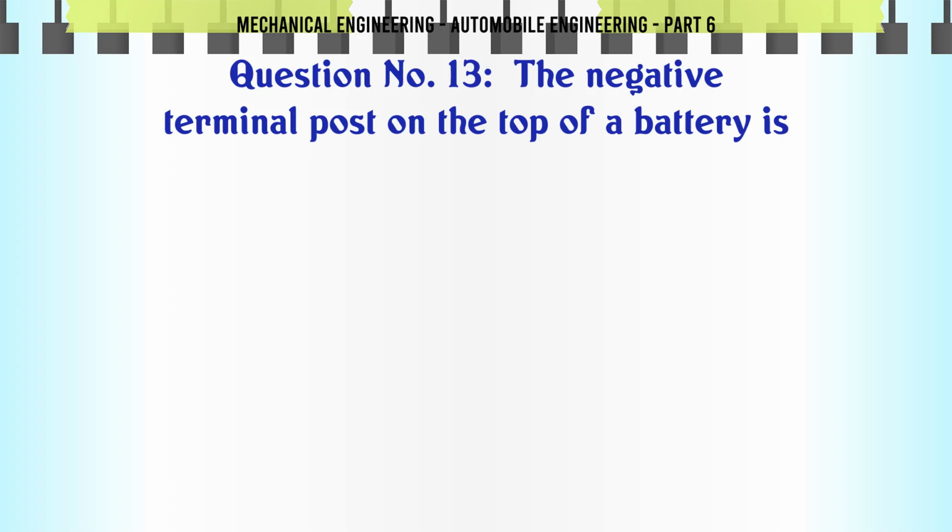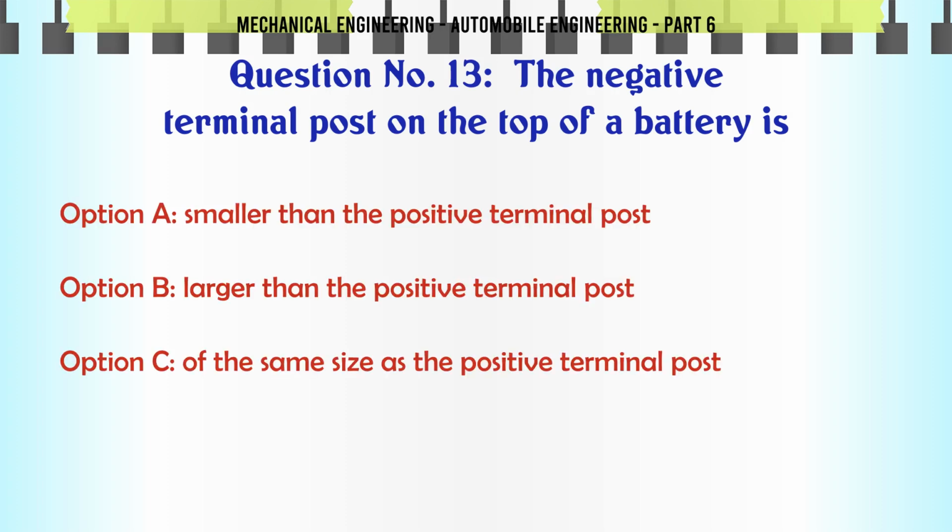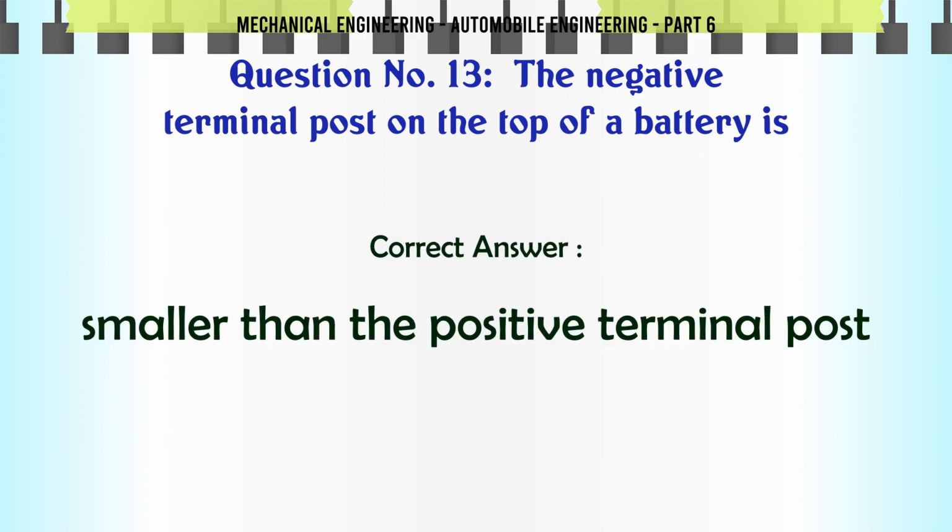The negative terminal post on the top of a battery is: A. smaller than the positive terminal post, B. larger than the positive terminal post, C. of the same size as the positive terminal post, D. none of these. The correct answer is smaller than the positive terminal post.